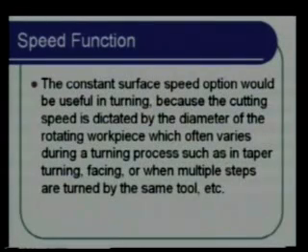Same thing happens in facing. In the larger end the finish will be good, but as you go towards the center, it will become really rough. Whereas if you use a constant surface speed option, the controller will continuously change the RPM such that the cutting speed remains constant throughout the diameter range.